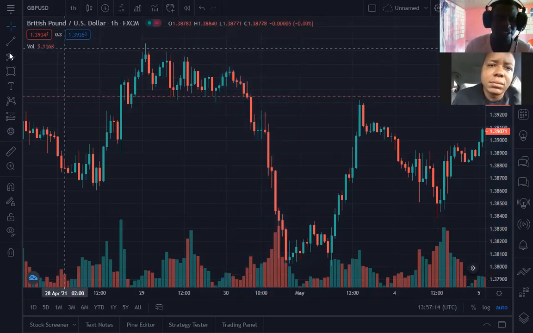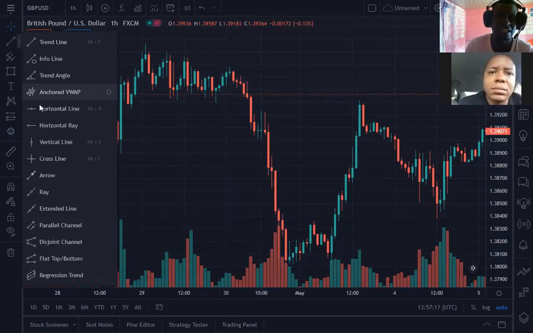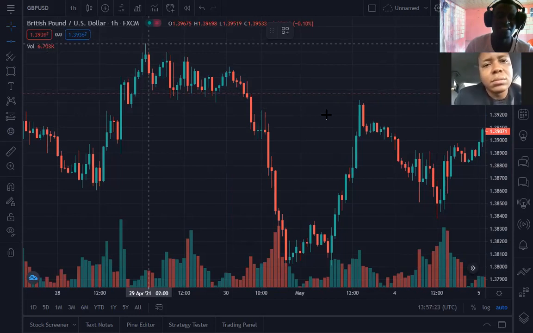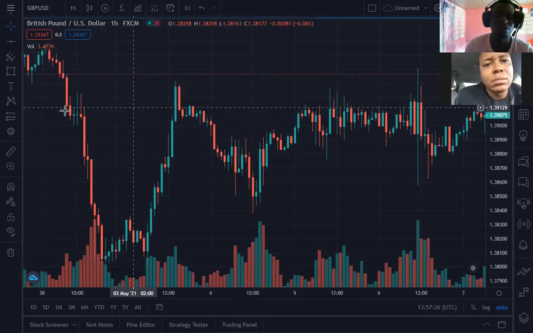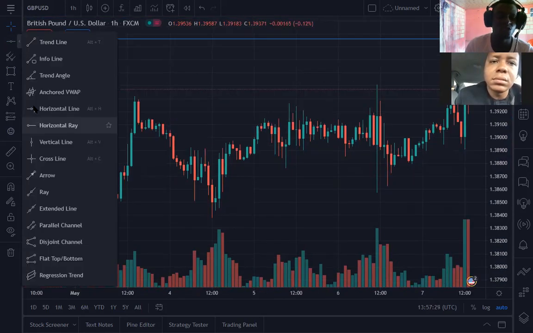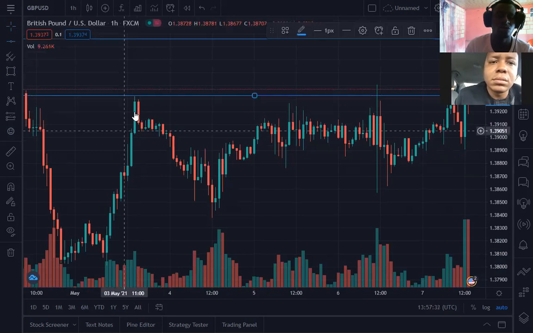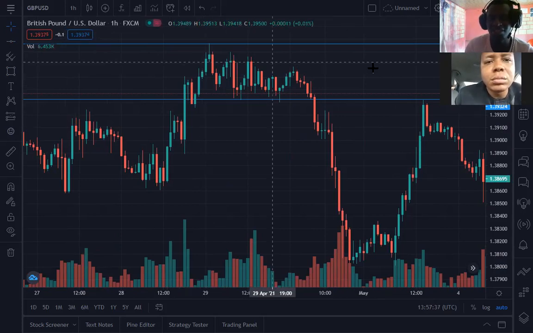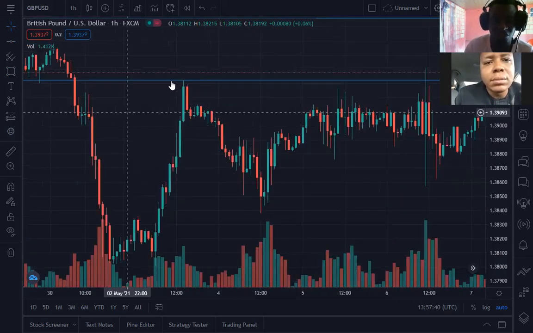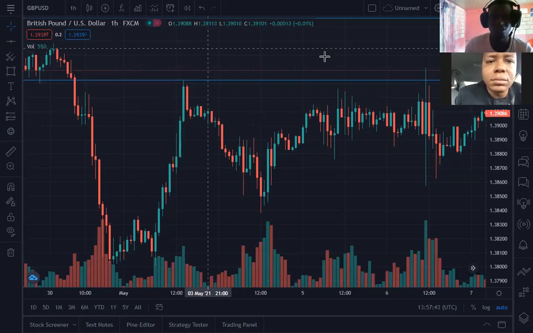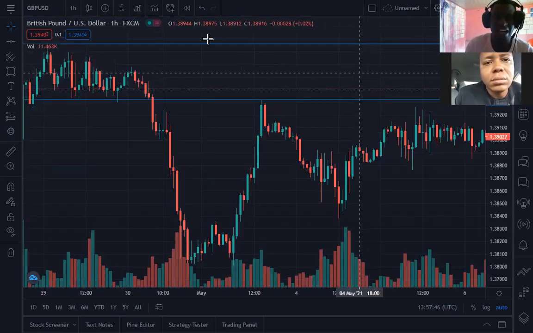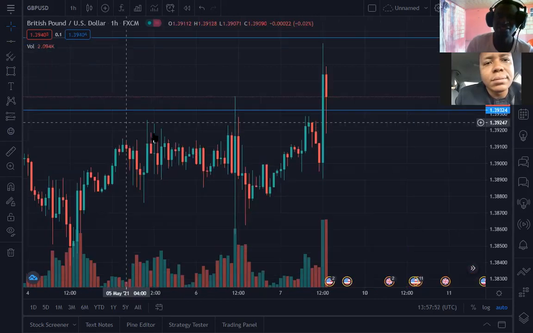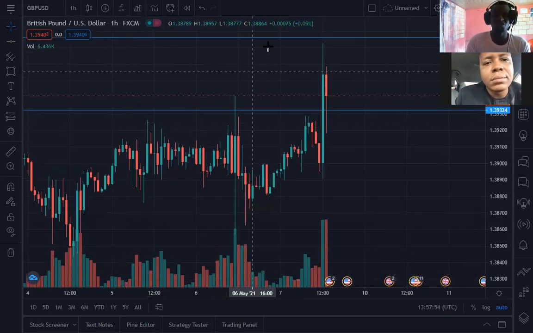So the first thing I'll pick is your horizontal line. How do you do it? You always capture the major resistance, and then the next thing you capture is the second resistance. The major resistance is the highest resistance on the time frame you're working on. You can see that this is the highest resistance, and this is the second highest resistance here.